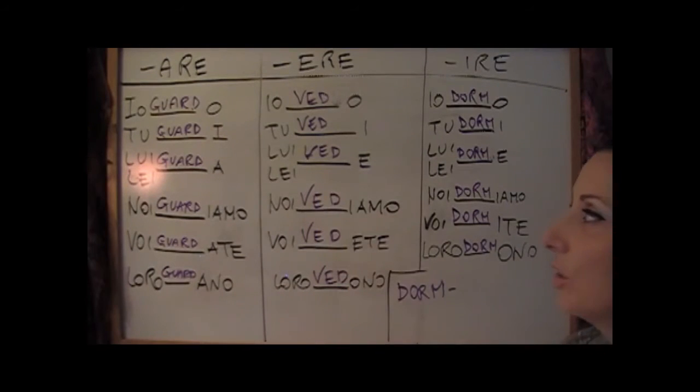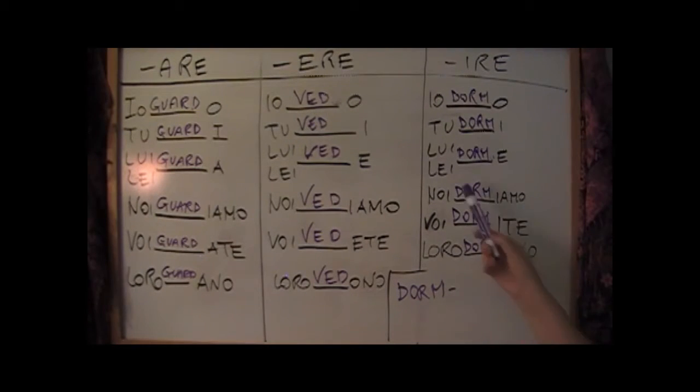Vedere. Io vedo. Tu vedi. Lui, lei vede. Noi vediamo. Voi vedete, loro vedono. Io dormo, I sleep. Tu dormi, you sleep. Lui dorme, he sleeps. Lei dorme, she sleeps. Noi dormiamo, we sleep. Voi dormite, you guys sleep, or you all. Loro dormono, they sleep.